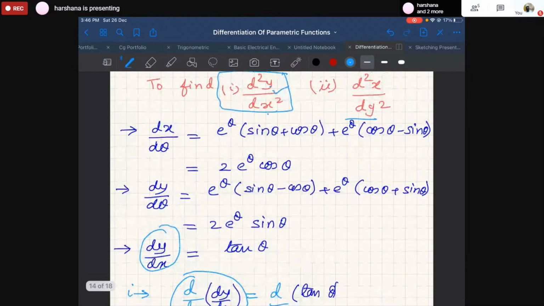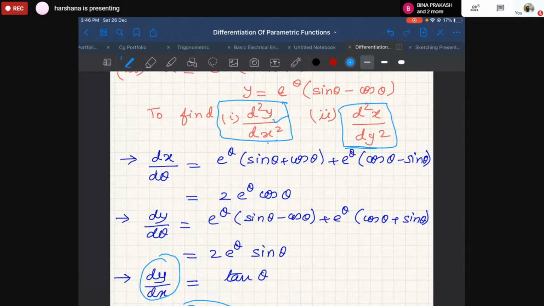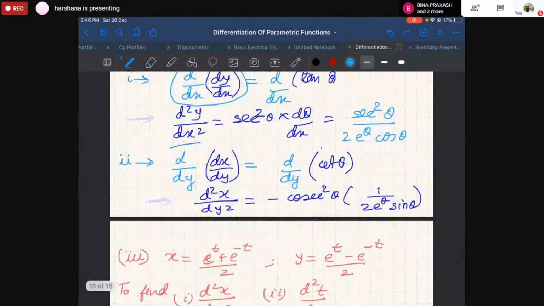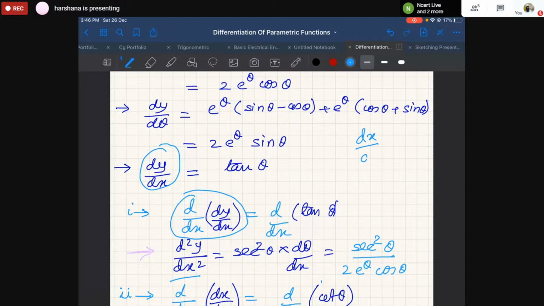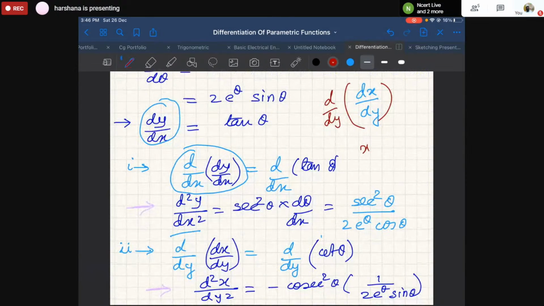But the next question that I have written is d2x on dy square. What does that say? It is a little different. d2x upon dy square, which is the next derivative of dx on dy, and with respect to what? It is with respect to y. So it is the second derivative of x with respect to y. Please make this clear. It is the first derivative of dx on dy with respect to y.